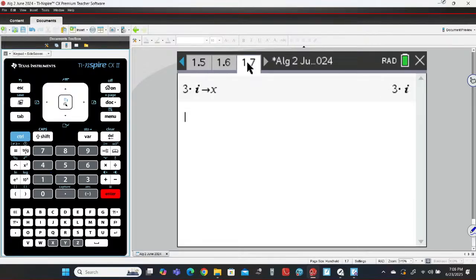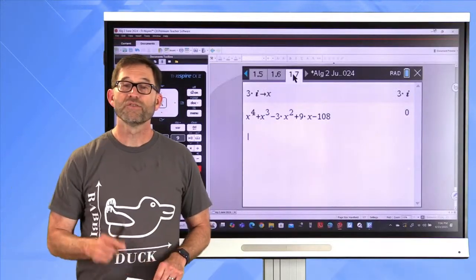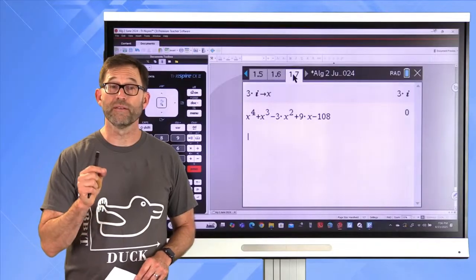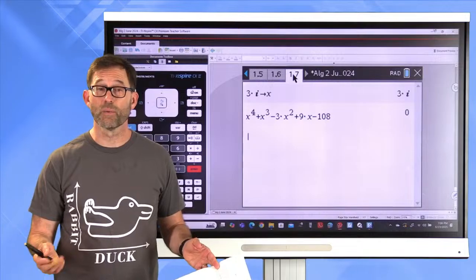Now I'm going to type my polynomial in. Here we go. x to the 4th, plus x to the 3rd, minus 3x squared, plus 9x, minus 108. Enter. And it's equal to 0. Look at that. So 3i most certainly does satisfy that equation, that f of x is equal to 0.